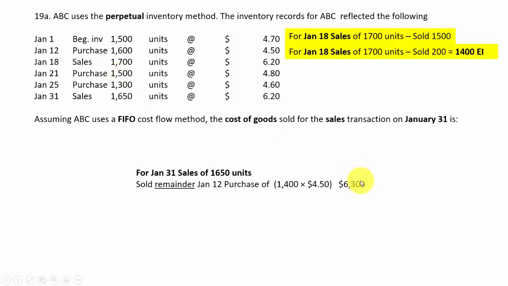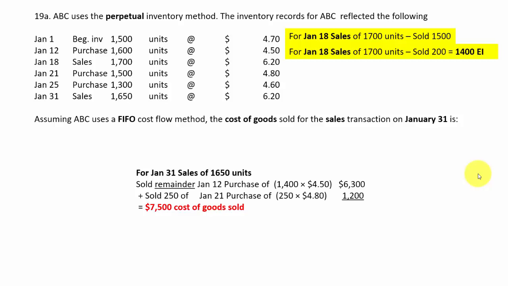So if we sold 1,400 units out of that batch, that 1,600 unit batch, then we're going to take another 250 out of this batch, and that'll be for 480. So 250 out of the batch that you bought on the 21st of January, 250 times 480 will be $1,200, and that total is what you're going to be using as the cost of goods sold. So the cost of goods sold will be $750. Remember, that's a little different because it's perpetual inventory.